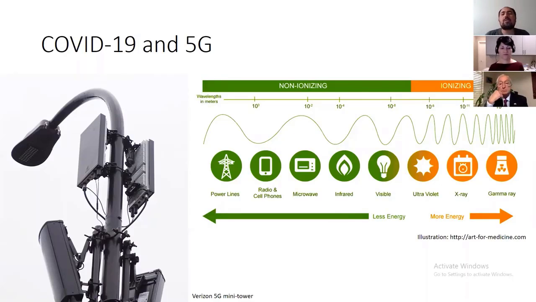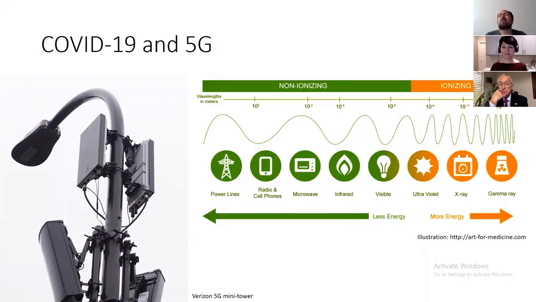The green zone means it's non-ionizing radiation. So this radiation cannot cause any damage to your cells or to your DNA in a straightforward fashion. Unlike ionizing radiation, the one that you see on the far right side, like ultraviolet, X-ray, gamma rays, these are all ionizing radiation and can cause a lot of damage.